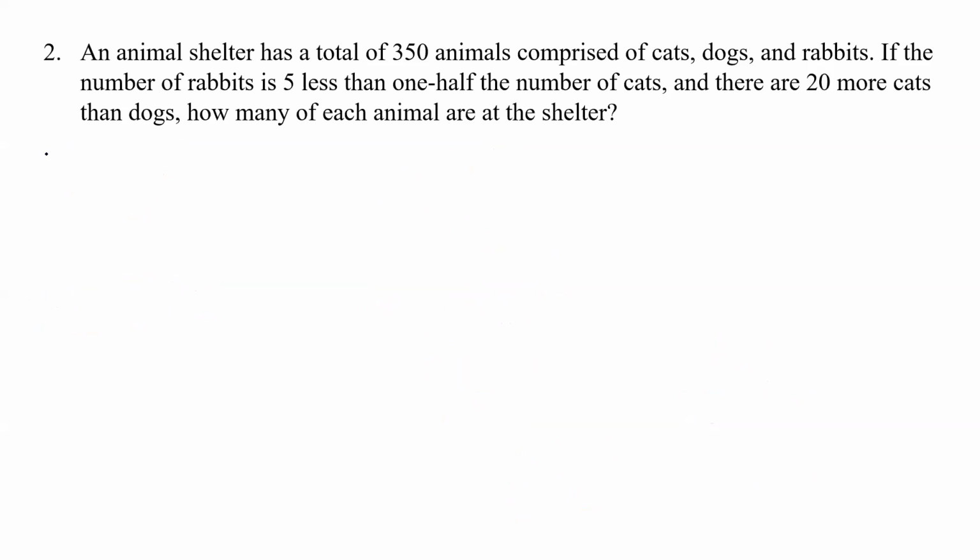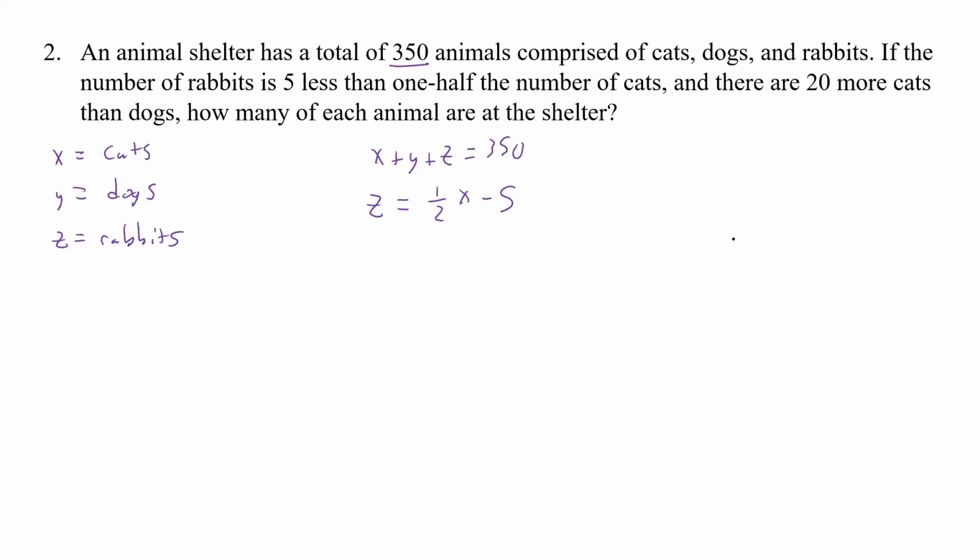Okay, so again, we're going to have to set up our variables. So let's say x is equal to cats, y is equal to dogs since it's next, and z is equal to rabbits. And so what does it tell us? We know that if we add all of those together, we have 350 animals. Now, if the number of rabbits is 5 less than 1/2 the number of cats, that would be what our z is. Okay. And there are 20 more cats than dogs.